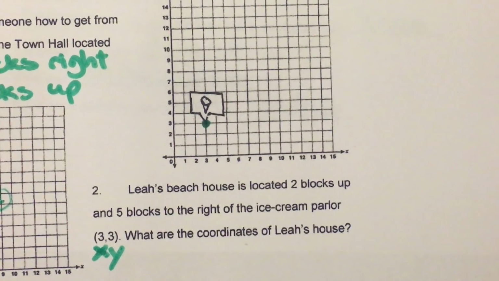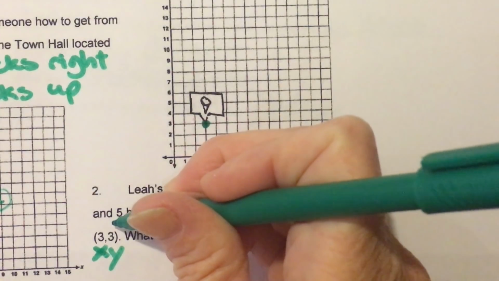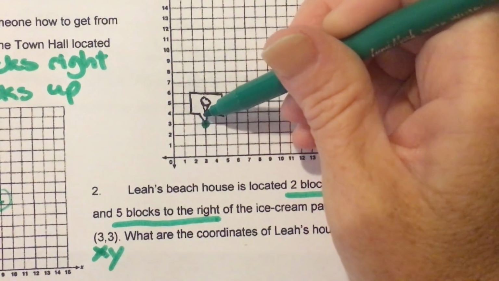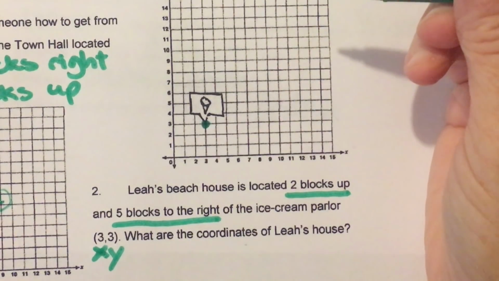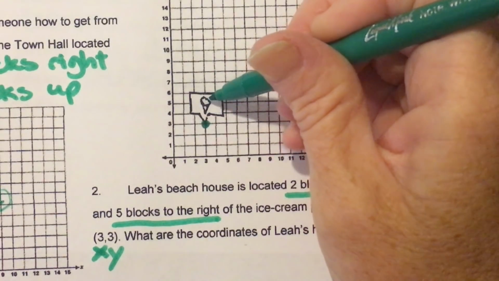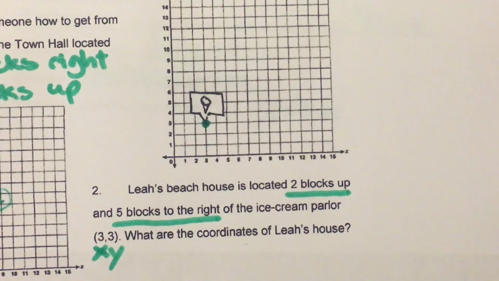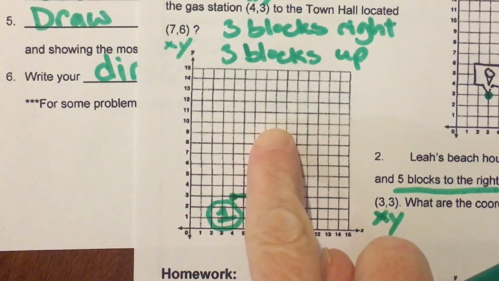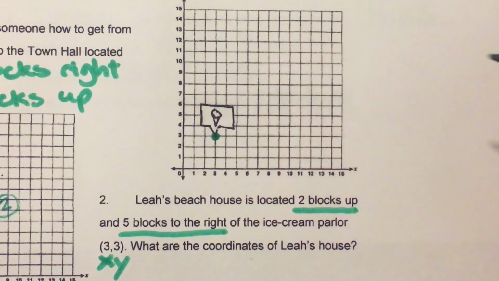Okay, now let's read this one more time. Leah's beach house is 2 blocks up and 5 blocks to the right of the ice cream parlor. This is going to be kind of a pain, because look at it, it says 2 blocks up and 5 blocks to the right. When I try and draw 2 blocks up, my ice cream's kind of in the way. So I'm going to have to be really careful that I don't make a mistake. Or I could decide to go to the right first, because remember we saw that you could go this way and up, or go up then right. So on this one, I might switch them since my picture's in the way.